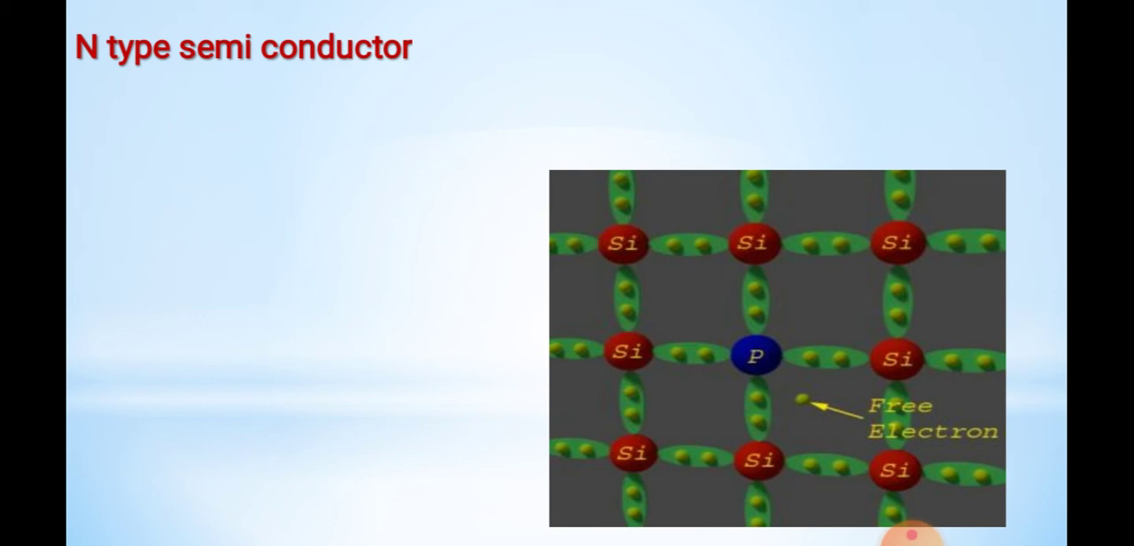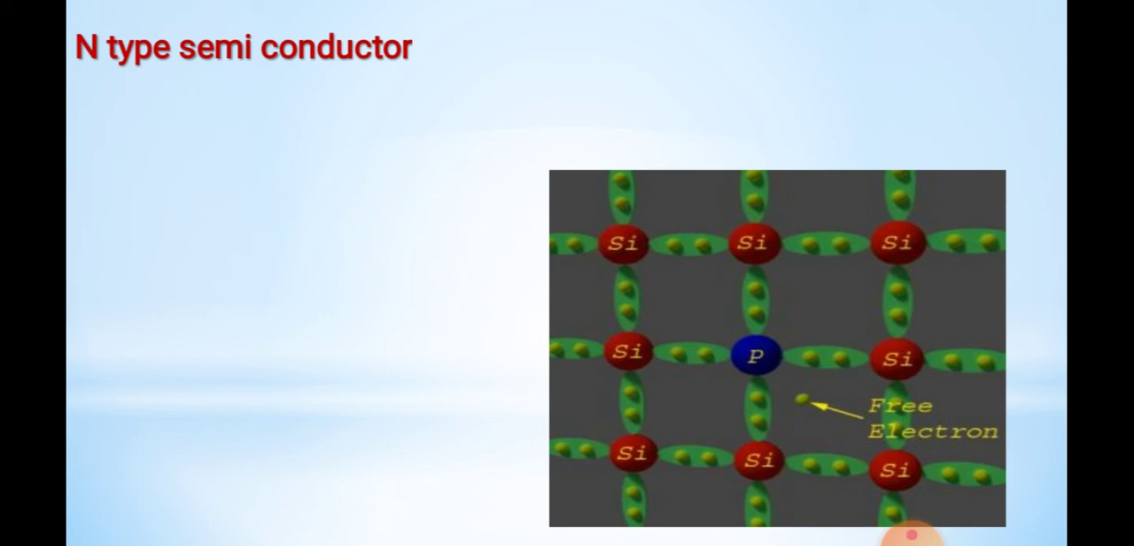To understand this N-type semiconductor, let us consider this diagram. We have two color balls, one red and another blue. The red color balls are silicon, the pure semiconductor without any impurity. With this pure semiconductor, one element is added, that is phosphorus, denoted as P. So this phosphorus is added to the silicon. The impurity is phosphorus. That impurity is added to the pure semiconductor, so it automatically becomes impure.